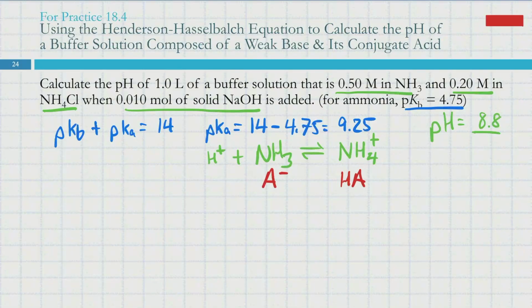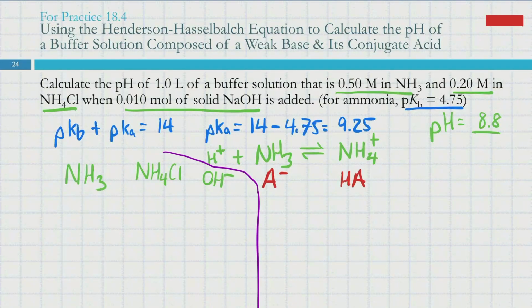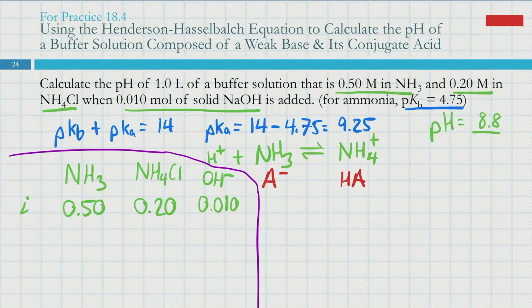All right, so we have our NH3. That's the first thing that comes up. We've got our NH4Cl, and we've got hydroxide, making our first table. We have initial concentrations of 0.50, 0.20, and 0.010 approximately. I'm not putting units on there.